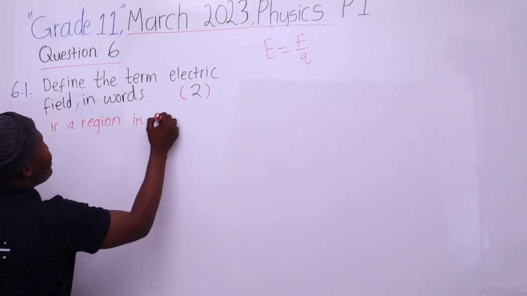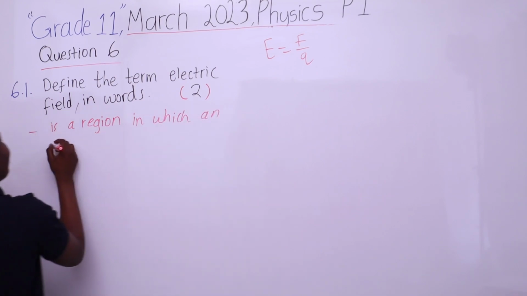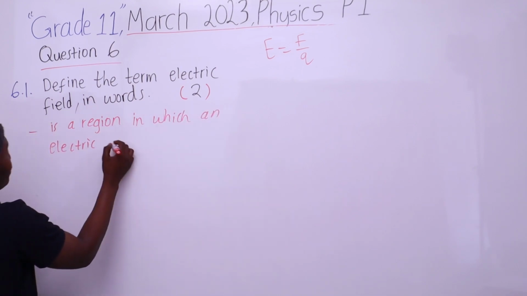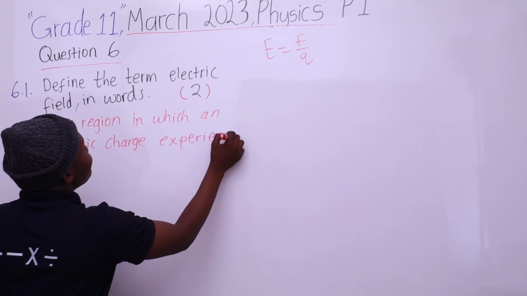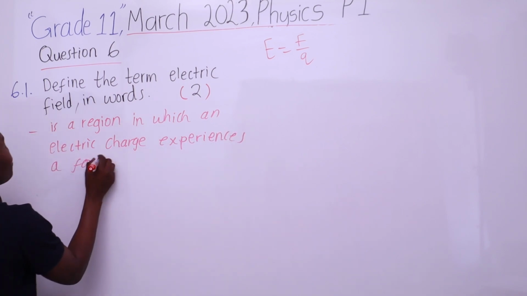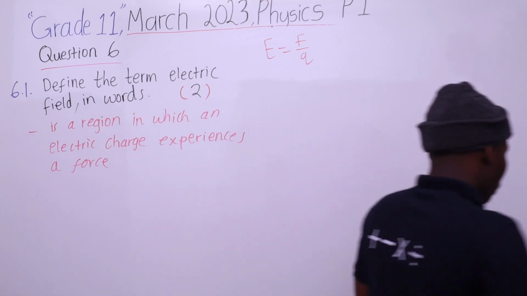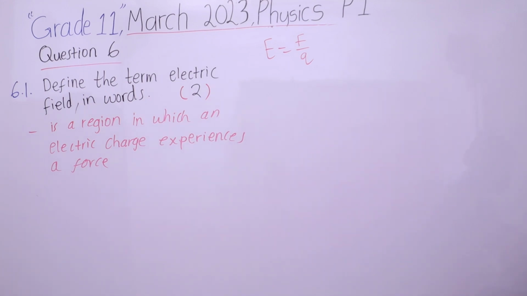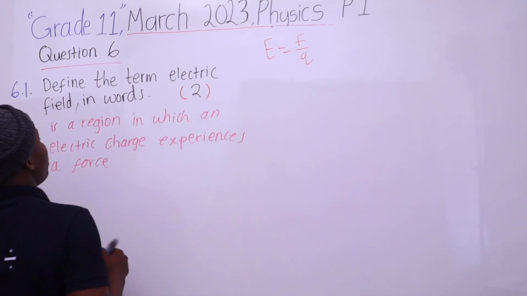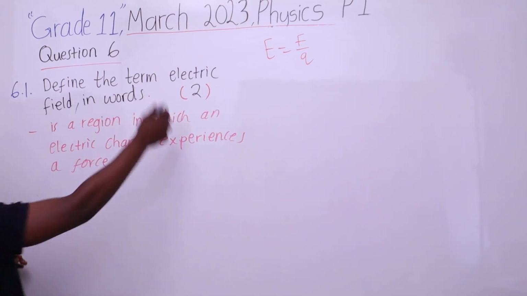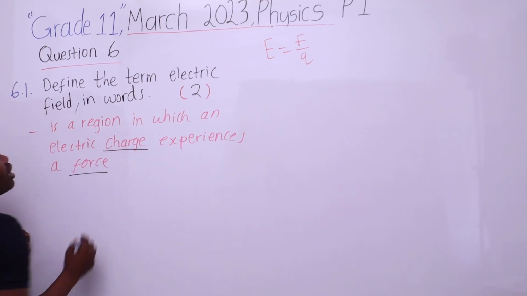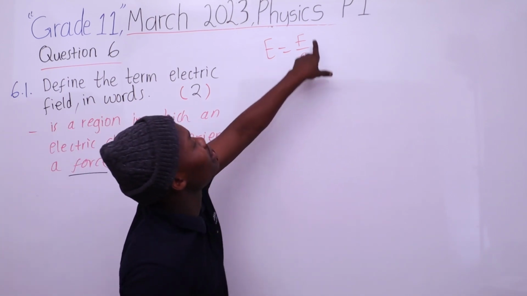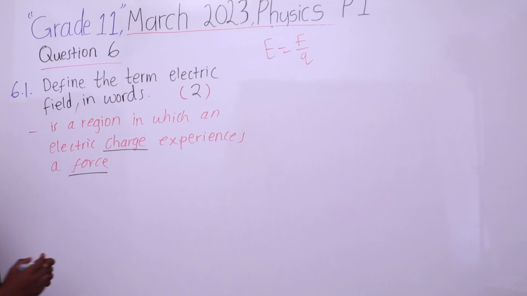Okusho ukuthi omunye angasho ukuthi electric field is a region in which an electric charge experiences a force. Yeah? So it is a region in space in which an electric charge experiences a force. As you can see, an electric charge experiences a force. Yeah? So the formula iyakwenza ukuthi ukwazi ukuchaza ukuthi yini electric field.